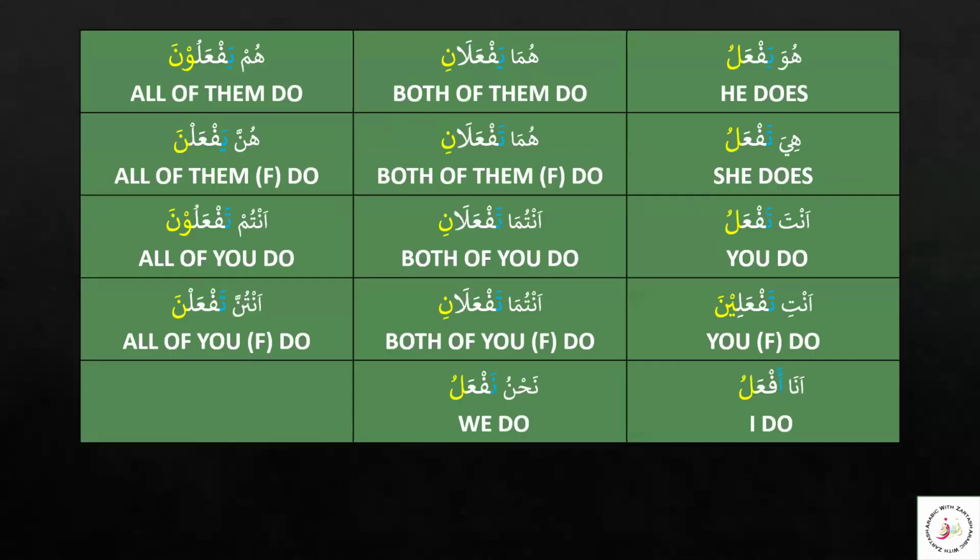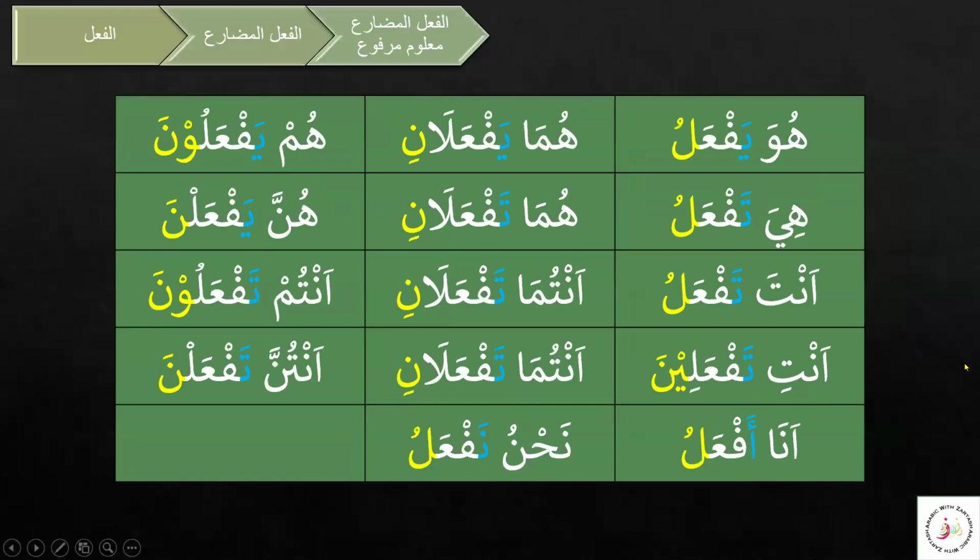We have memorized this fi'l mudari chart that is in the state of marfu. We know that the dhamma and the subutun noon is the default chart for fi'l mudari. Here we can see the fi'l mudari ma'loom marfu state chart when there is dhamma and the subutun noon is clear. You can see here: يفعل هما يفعلان هم يفعلون هي تفعل هما تفعلان هن يفعلن أنت تفعل أنتما تفعلان أنتم تفعلون أنت تفعلين أنتما تفعلان أنتن تفعلن أنا أفعل نحن نفعل.